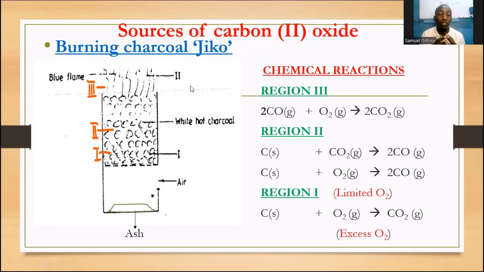In case you are working in a poorly ventilated room, the carbon(II) oxide will still escape into the air. And that's why, my student, it is not safe to have a burning jiko in a closed room. However cold it is, my student, leave it outside. Let there be enough oxygen for the charcoal to undergo complete combustion. So generally, you can see what happens in the three regions there.